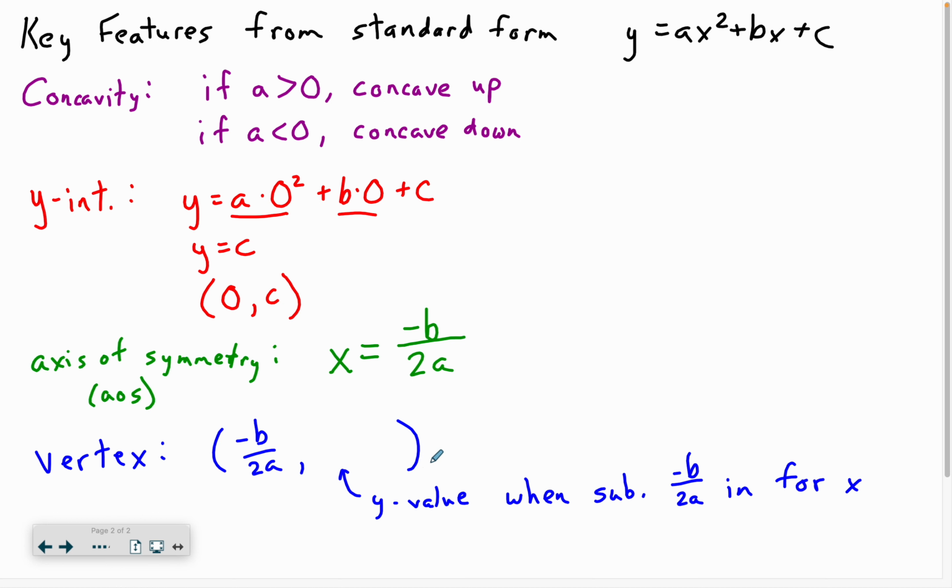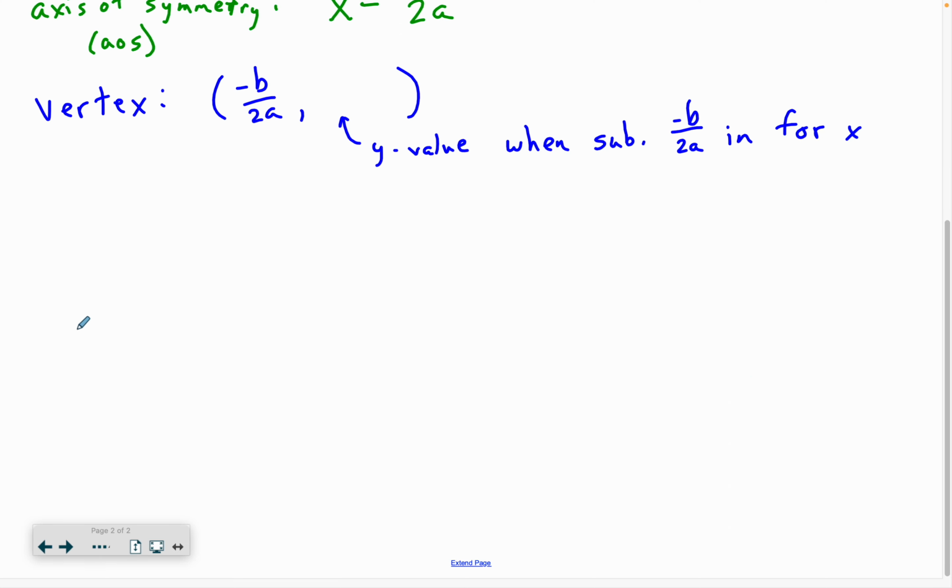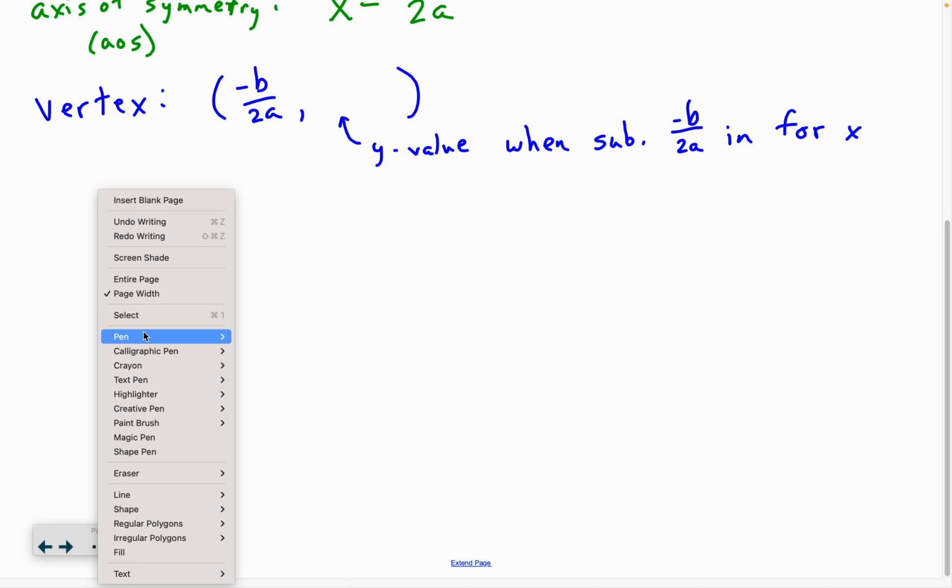So that sounds confusing. It's going to be a lot easier to see when we do an example, but those are your important features of quadratic in standard form. We'll get to x-intercepts later. But what I want to do is go through an example, because again, the best thing is to get an example here.